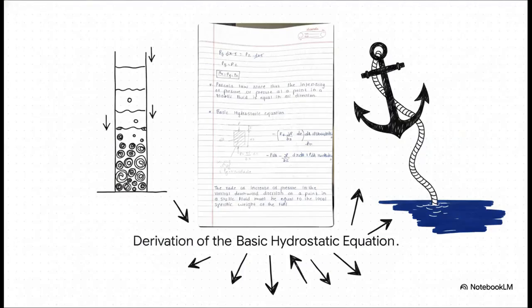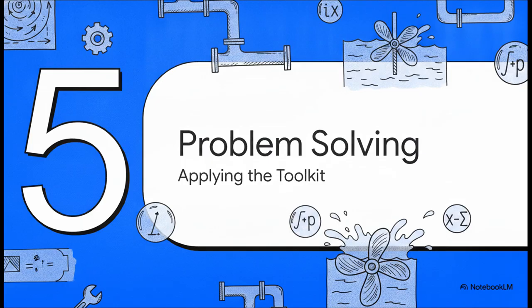Now, by applying our force balance concepts to a vertical column of fluid instead of just a single point, we uncover a really vital rule about depth, the basic hydrostatic equation. This derivation reveals that the rate of increase of pressure in the vertical, downward direction is exactly equal to the local specific weight of that fluid. Simply put, the deeper you go, the more pressure you feel, and that increase is directly proportional to how heavy the fluid is.